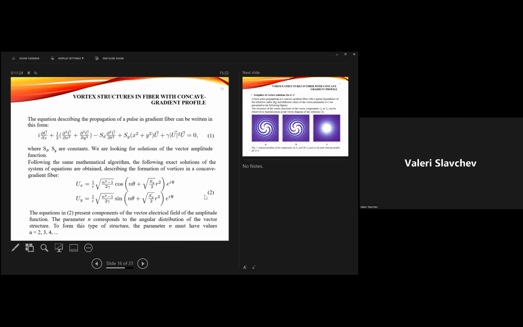Following the same mathematical algorithm as in the previous part, the exact solution of the system of equations is obtained, describing the formation of vortices in a concave gradient fiber. These are the equations in 2, where Ux and Uy are the components of the vector electrical field of the amplitude function. In this case, n is the vector parameter, which corresponds to the angular distribution of the vector structure. To form the structure, this parameter needs to have the values 2, 3, 4, and so on.